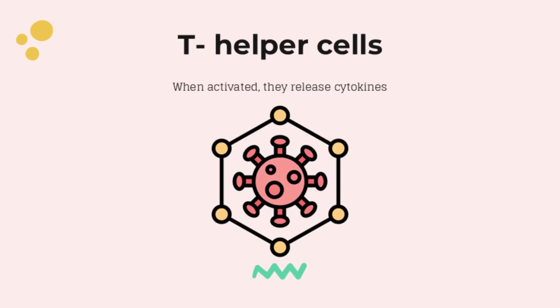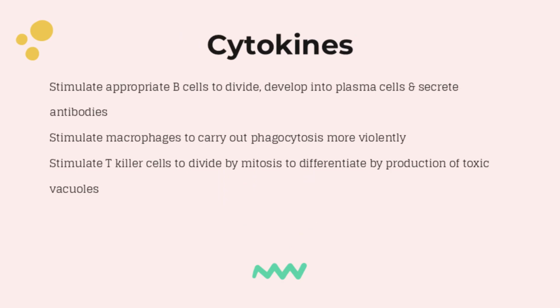T helper cells. When activated, they release cytokines. These cytokines stimulate appropriate B cells to divide, developing into plasma cells and secreting antibodies. Cytokines also stimulate macrophages to carry out phagocytosis more violently. They also stimulate T killer cells to divide by mitosis, differentiating by the production of toxic vacuoles.